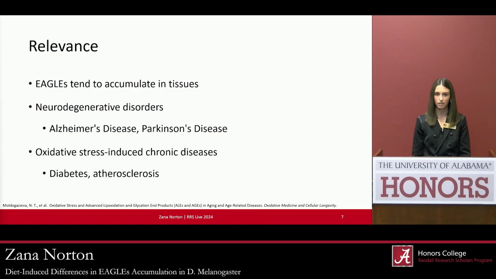EAGLEs are also implicated in oxidative stress-induced chronic diseases. As I mentioned previously, hyperglycemia leads to oxidative stress and AGE formation. This can then trigger inflammation and cause atherosclerosis or diabetes.